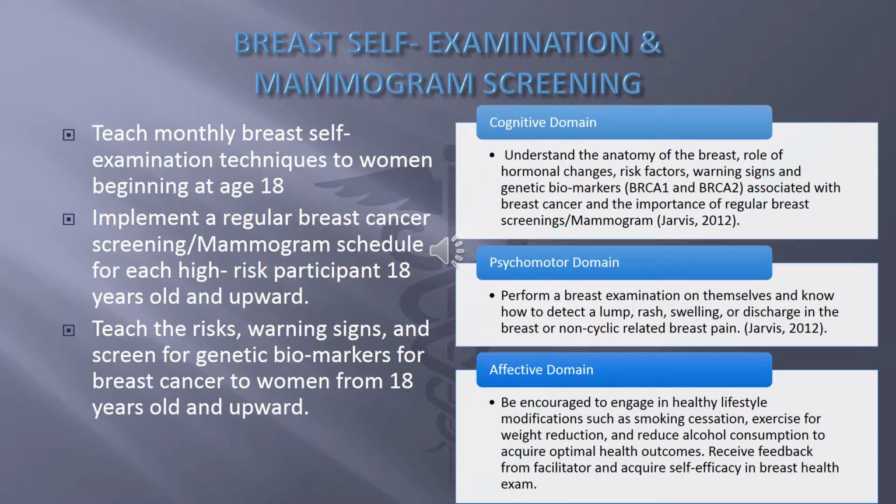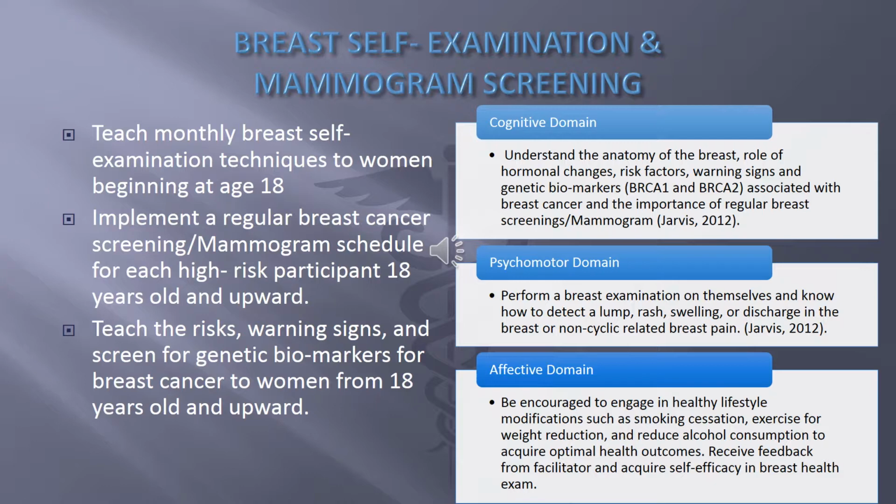We will first do it on task trainers in the classroom, and then they will have enough practice so that they will feel comfortable in performing this technique at home on their own breasts.